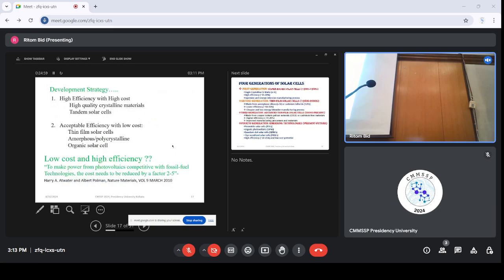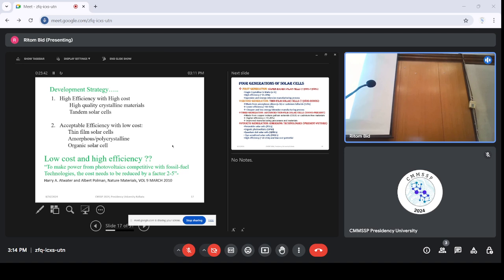So what should be the development strategy? We have to get more electrical energy out of the device. High efficiency with high cost may be one strategy. We need high quality crystalline materials so that recombinations are less. Tandem solar cells mean we move from the single junction solar cell. We can use different band gap materials for multiple junctions and use most of the energy spectrum of the incident light. In that case, the production cost will increase by many folds because we have to make several junctions. Tandem solar cells have very high efficiency, but with high cost.